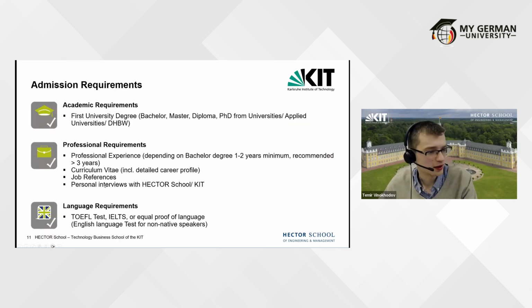So I'm already finishing. There are just 3 slides more. Briefly about admission requirements. Of course, you need to have first academic requirements, so it's at least a bachelor. Then we have professional requirements. This is either 1 or 2 years of professional experience. But of course, if we're talking about the average, our students have around 3 to 5 years of working experience. We need, of course, your CV, your job reference. We need a letter of recommendation, and there will be a personal interview, both with the school and KIT, I mean with the program director.